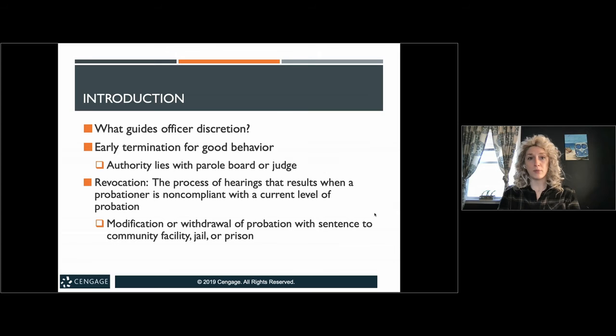So when we look at revoking probation, revocation is simply the process of hearings that will result when a probationer is not compliant with the current level of probation supervision that they're under. Typically, graduated sanctions must be tried first before the offender can be sent back to prison. So a modification or withdrawal of probation with a sentence can be community facility, jail, or prison, but typically you need to show that you have tried other things first to help that offender get in line with and be compliant with their probation before you can send them back to prison or jail.